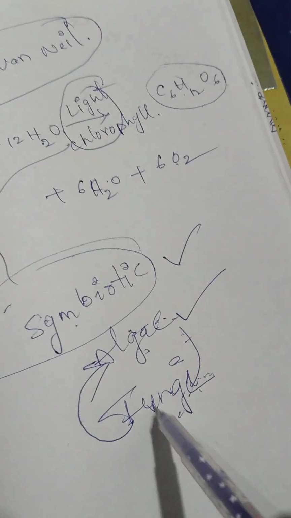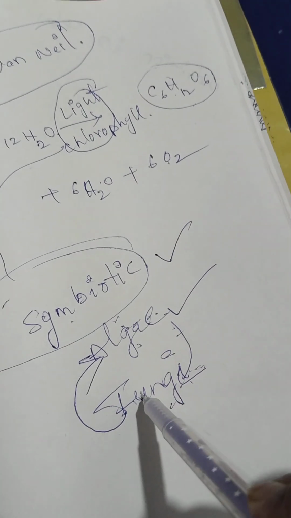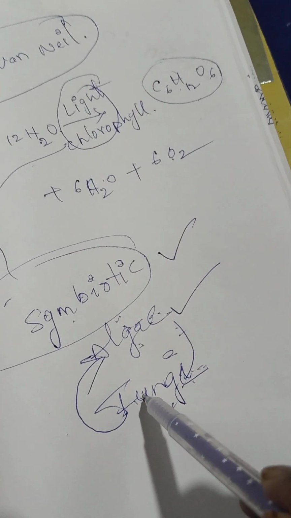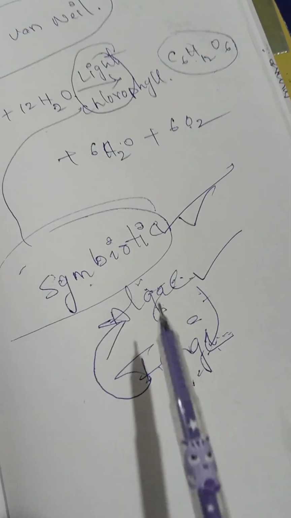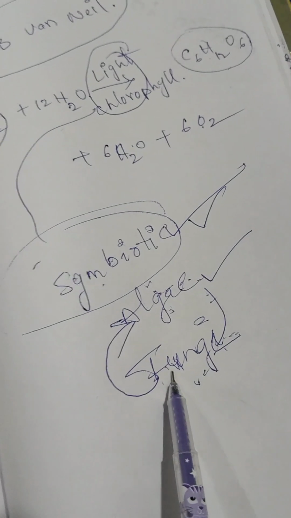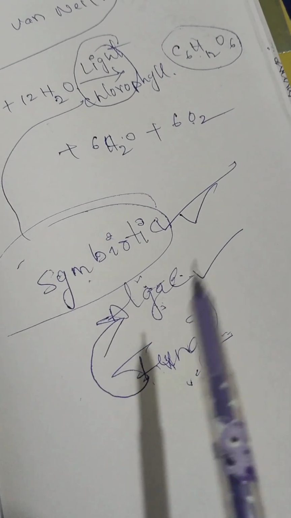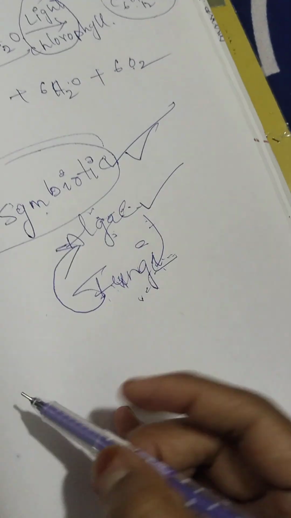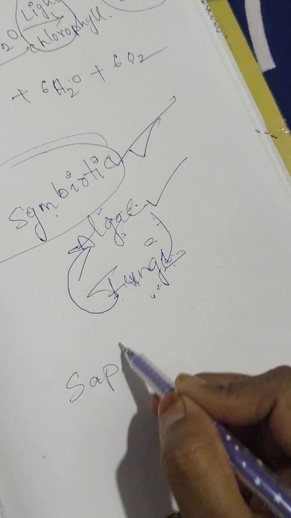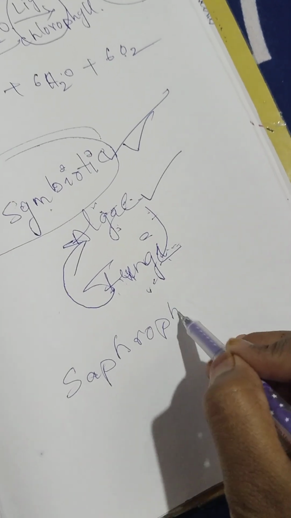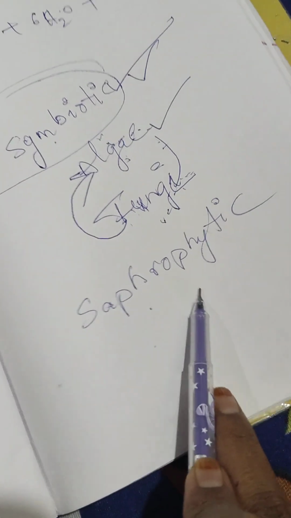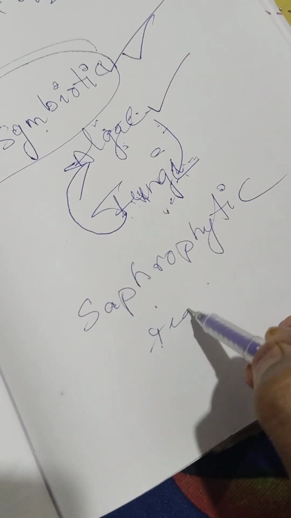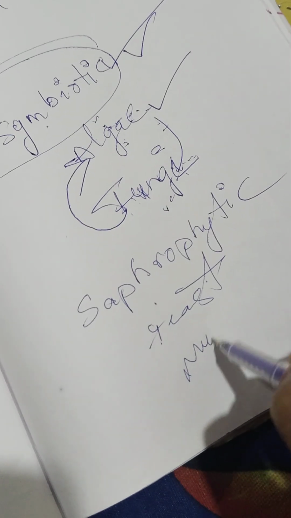Nothing but two different organisms of different groups living together for mutual benefit is known as symbiotic. The study of algae is phycology and the study of fungi is mycology, and the father of mycology is Micheli. Now next is saprophytic. Saprophytic organisms depend on dead and decaying matter, that is yeast, mushroom.